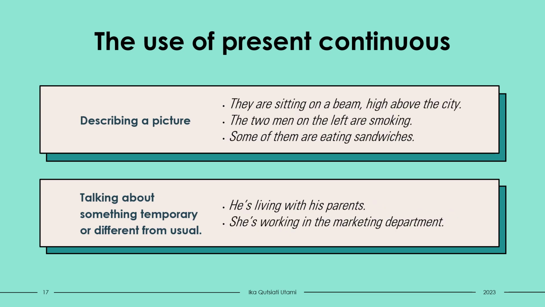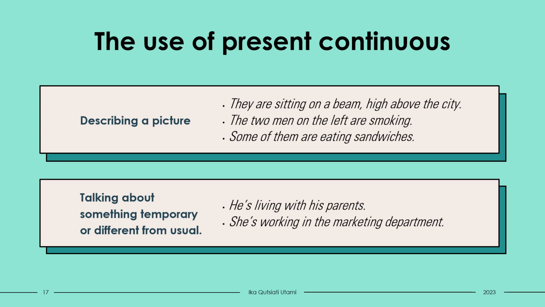The next use of the present continuous tense is describing a picture. If you have a picture or a photo and you want to describe it to someone, you should use the present continuous tense. A picture or a photo is like a moment in time. That's why we use the present continuous form to talk about it. For example, here, we can use the present continuous to talk about what we see. For example, they are sitting on a beam high above the city.